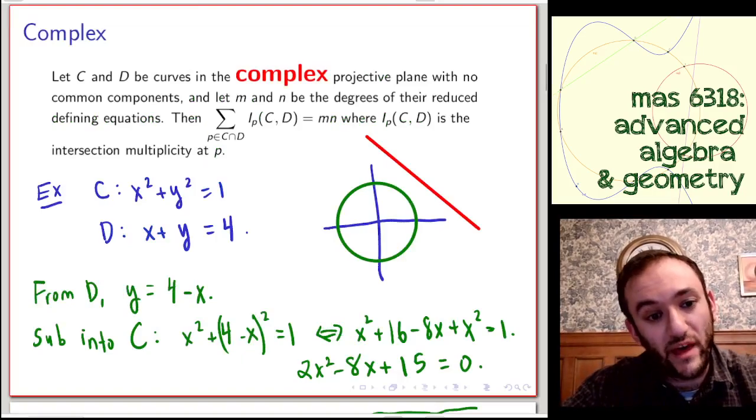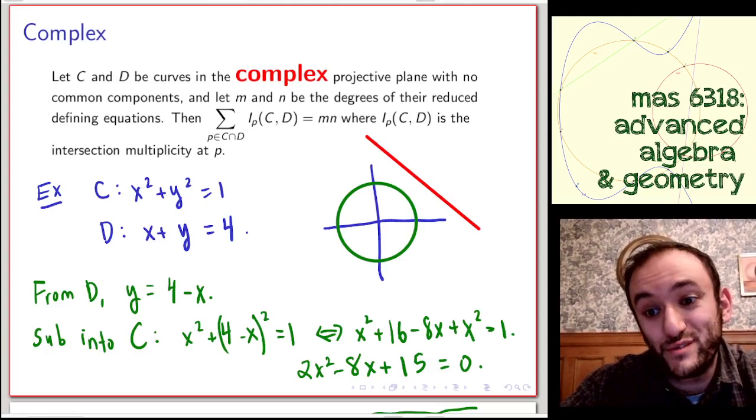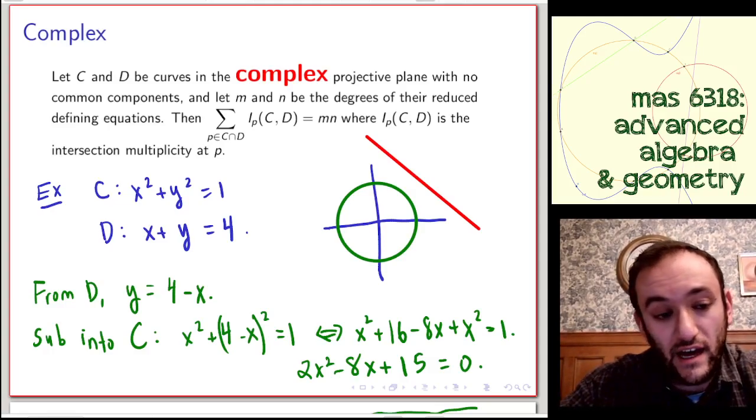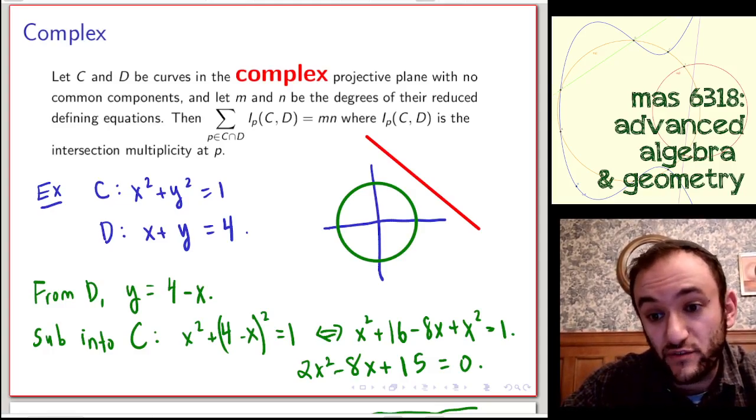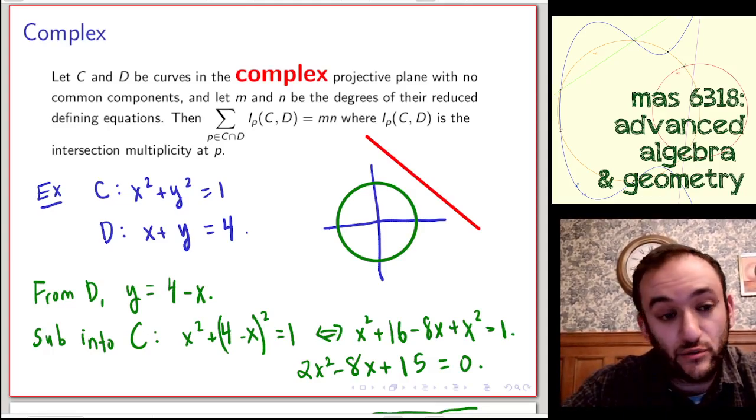Okay, so looking back at this example, we found that over complex land we have two solutions, which is exactly what you would expect from Bézout, since one equation had degree 2 and one equation had degree 1.